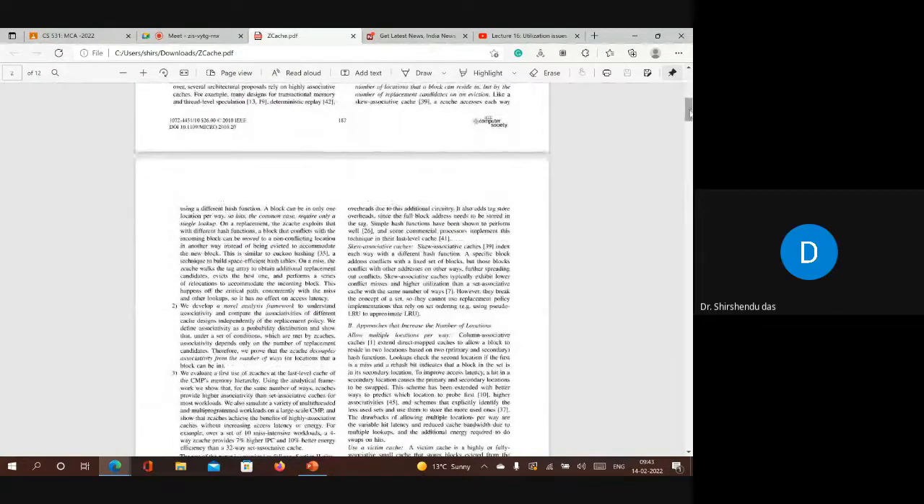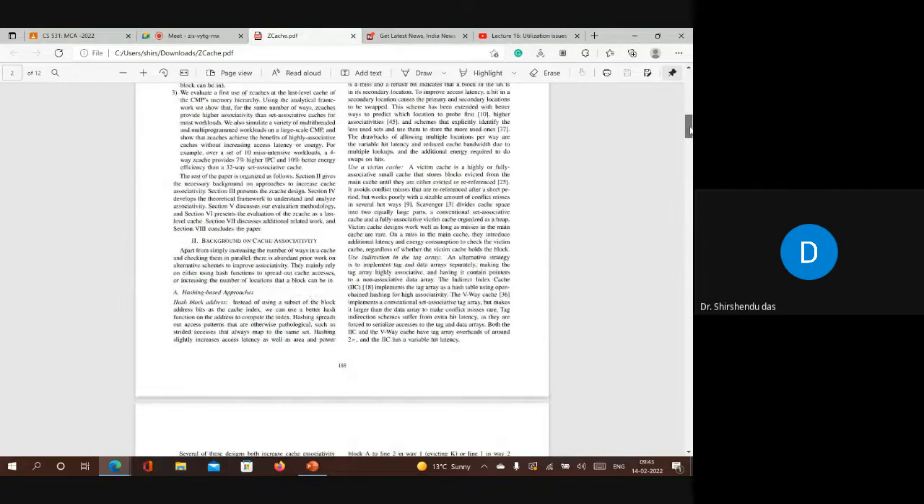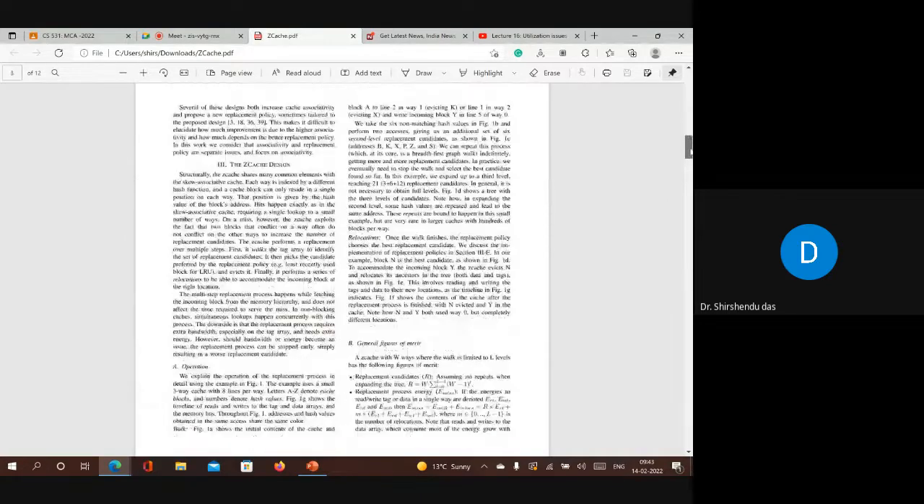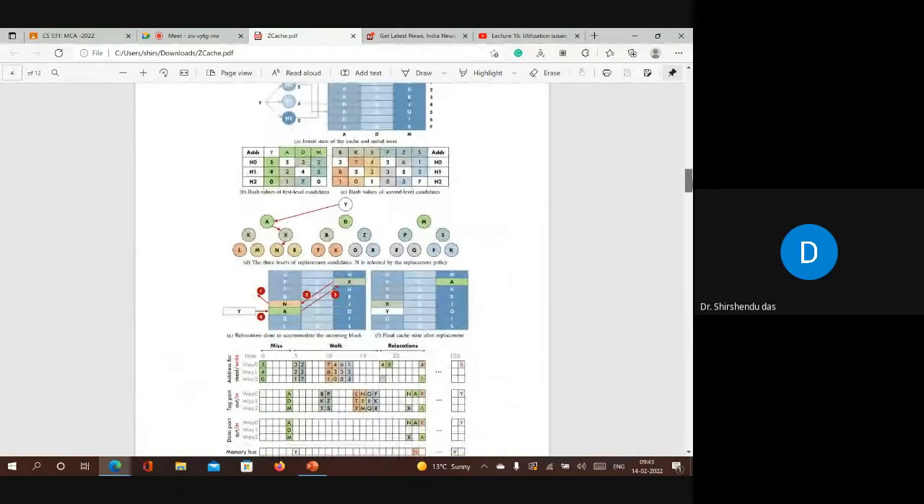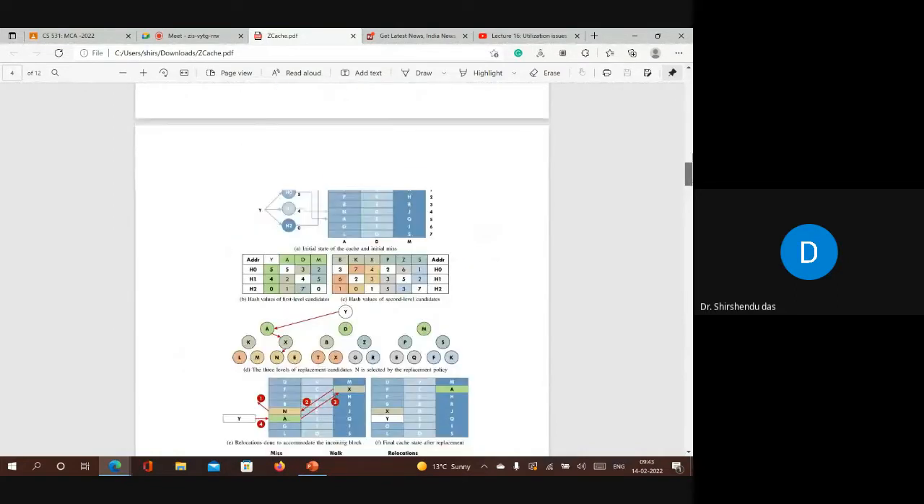Whatever is written in this paper has already been discussed in this class, and I don't think there will be any new concept you will find here that you can't understand. So that's why I'm ignoring all this and going directly to an example from which I'll explain the complete idea here.